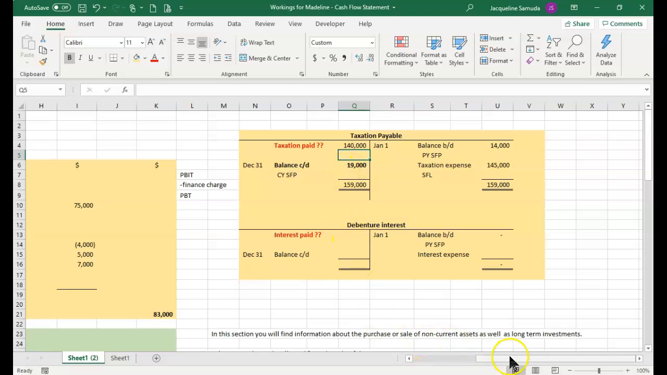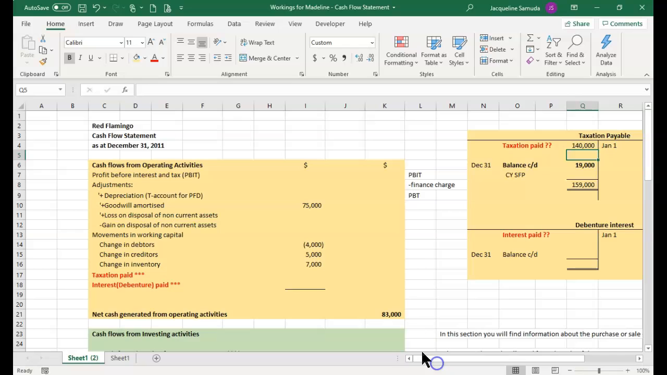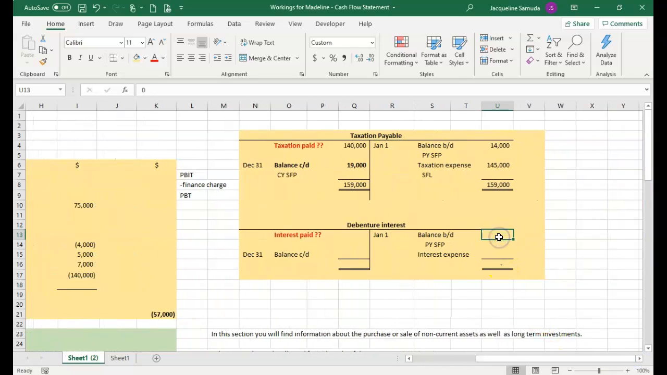So apparently, Red Flamingo paid $140,000. Let's put that in. It's a payment, so it's going to be a bracketed figure. Let's go now to the interest. There was no interest payable at the start of the year. There was no interest payable at the end of the year.